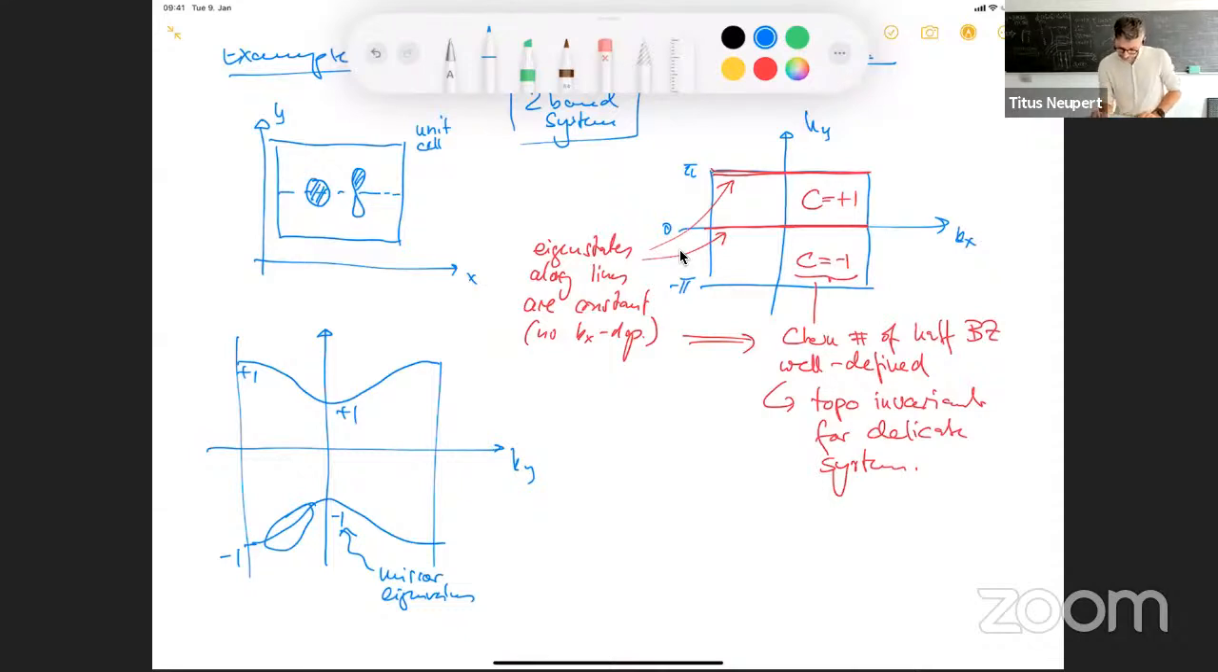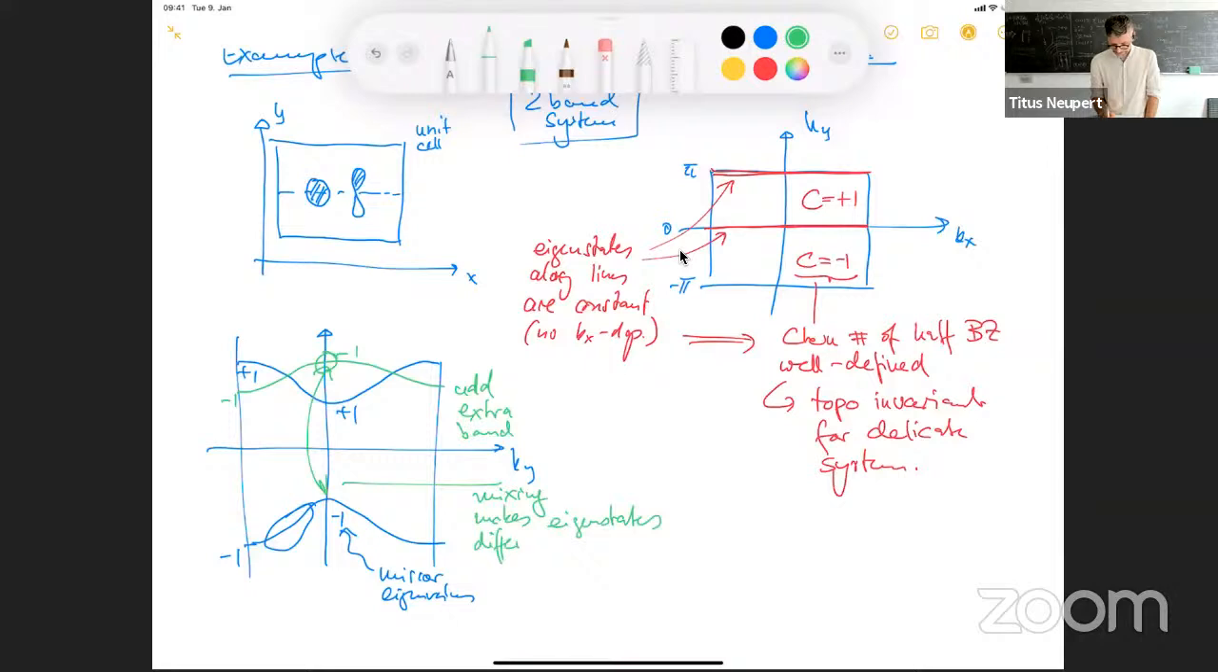Now you see that if I add to the conduction band another band which has mirror eigenvalue minus one, for instance, now I can start to mix. Mixing makes the eigenstates different at ky equals zero and pi in general. So then the whole foundation of this delicate topology goes through the window.